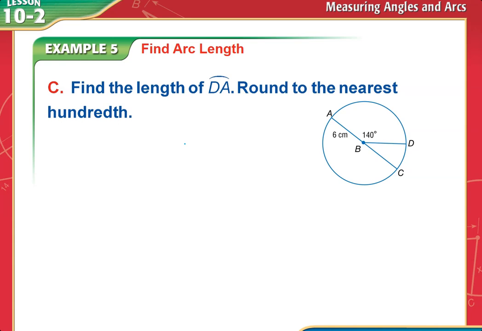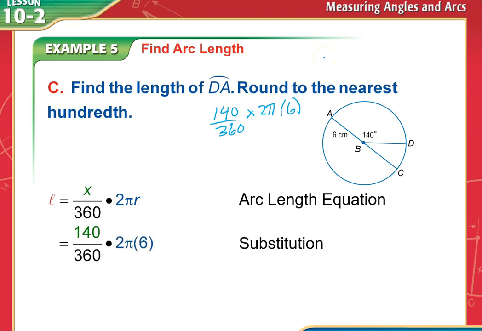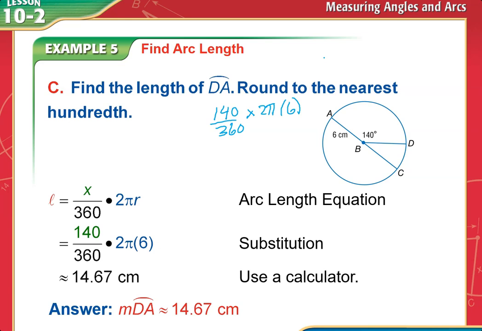Alright, here we're going to find the length of DA. Okay, and it looks like 140 degrees was given to us. So we have 140 out of 360. That's the part of the circle. And I'm going to multiply it by 2 pi r. And it looks like my radius is 6. The answer then ends up being 14.67.